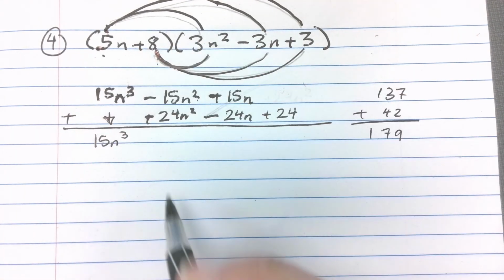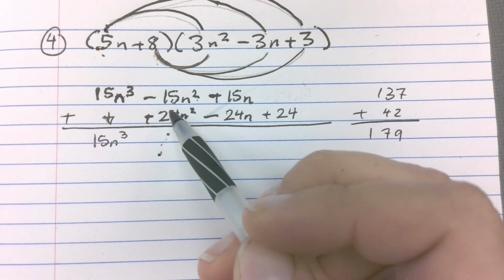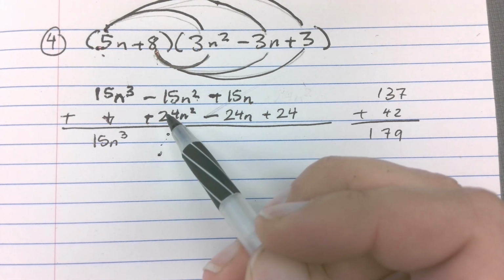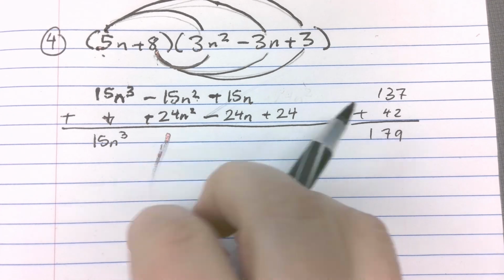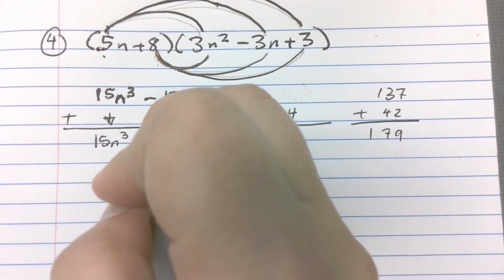15n cubed. 24 steps forward, 15 steps backwards. Did I go more forwards or more backwards? More backwards. Try again. More forward. Yep. How many more forward?